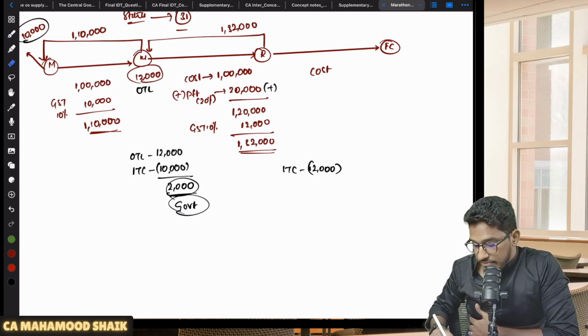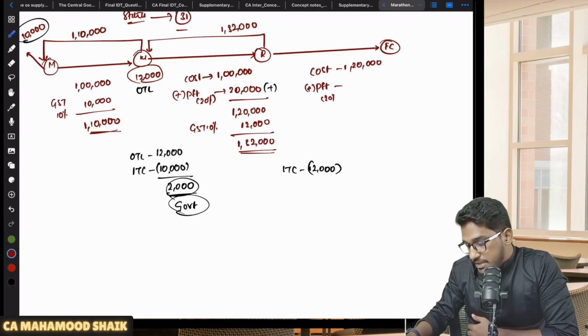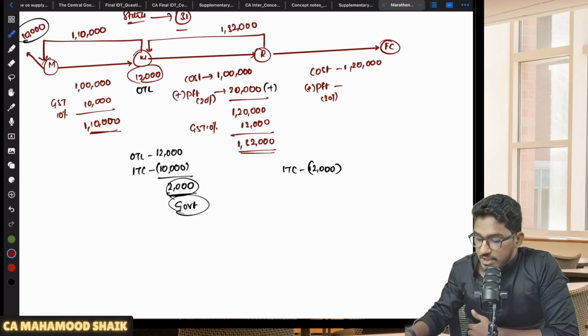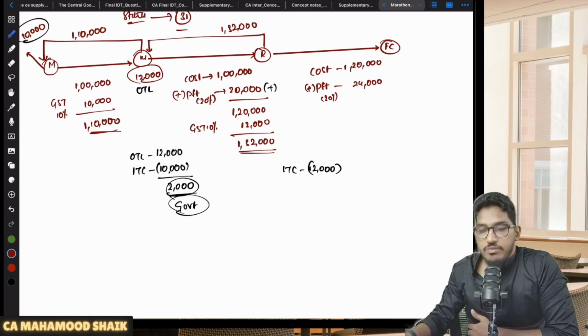So now, once again, if you look from the retailer's perspective, what is the cost? 1,20,000. To that, he will also add margin. Definitely, margin he has to add. Let us say he is adding 20% margin. 1,20,000 into 20%, 14,400? No. How much? 24,000, I guess. Yeah. So 24,000 rupees of margin he has added. So total 1,44,000 rupees is the selling price.